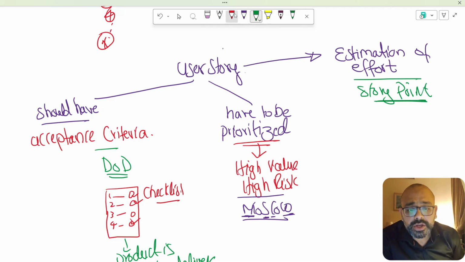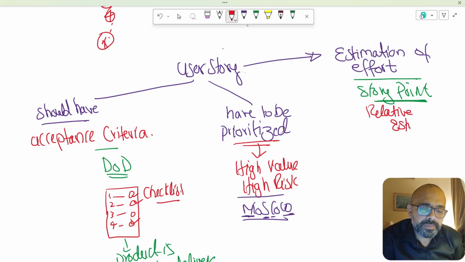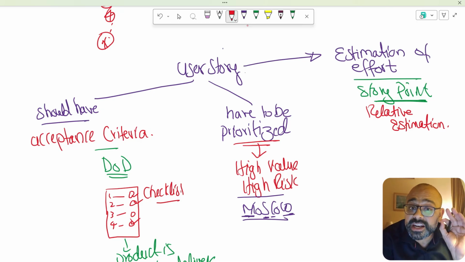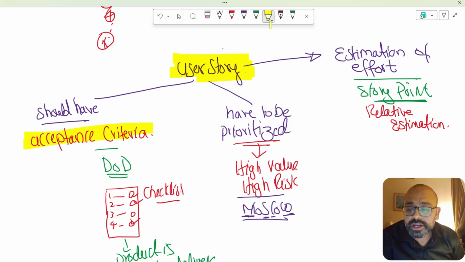And here we use the concept of relative estimation in Agile. Relative estimation is a technique where you estimate the work based upon some reference point. All our estimation is done based upon the reference point. So what we have here, that every user story will get an acceptance criteria, will be prioritized based upon high value and high risk, and will have a story point that will designate the weight of the task at hand. Okay.